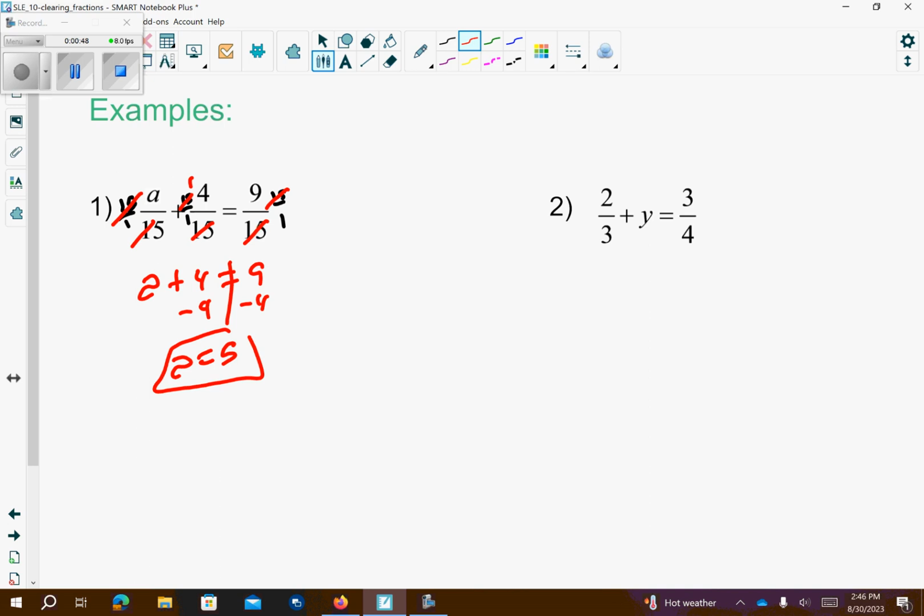Well, what if we have two different denominators? I have a 3 and I have a 4. Well, 3 times 4 is what? Yeah, it's 12. So I'm going to multiply this by 12 over 1, this by 12, and this by 12 over 1. Watch what's going to happen here. 3 goes into 12 4 times. Then I go 4 times this original 2, which is 8. 12 times y is 12y, equals 4 goes into 12 3 times. 3 times 3 is 9.